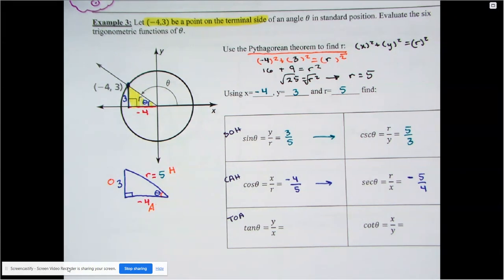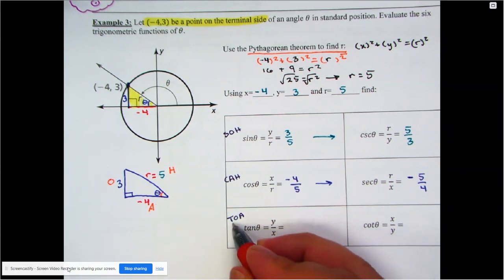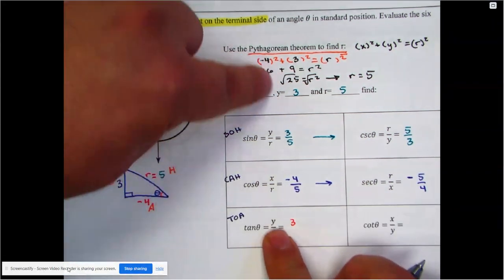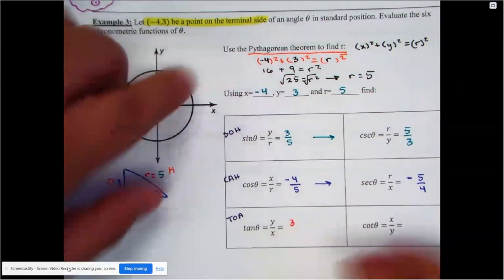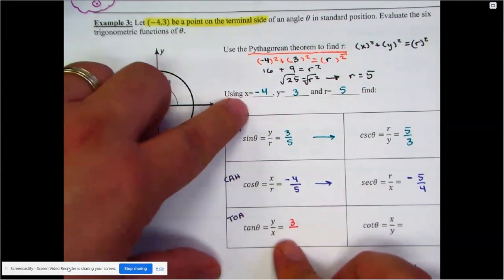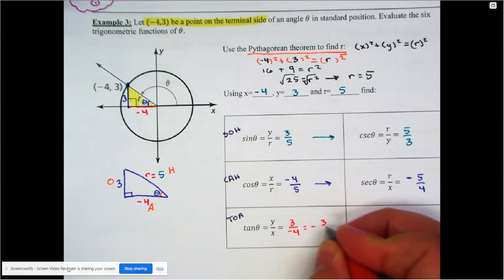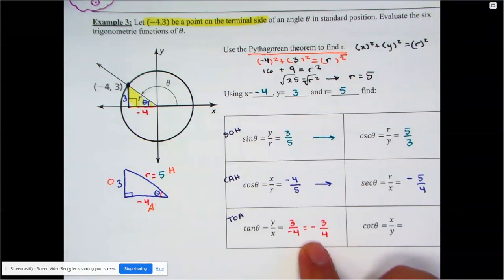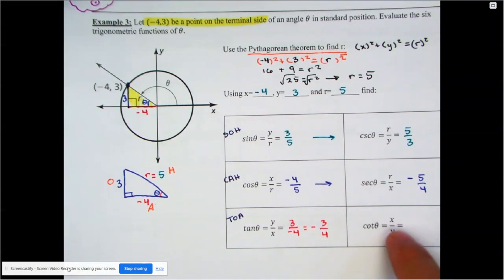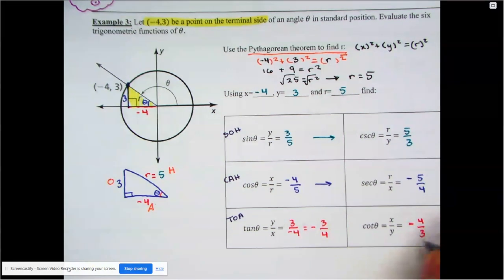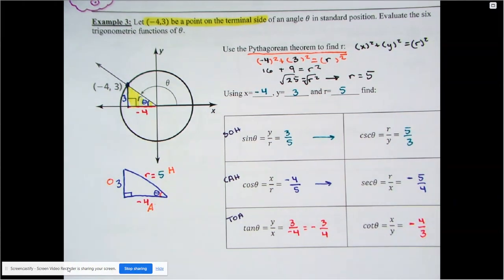And finally, our last one, tangent, TOA, opposite, which is 3. Well, we knew that. Look, my y is 3. I'm just bringing the numbers from up here over the x, which is -4. So yes, we could just write -3 over 4. This is what I mean about putting a negative just in front, so that when I flip it over, that negative is still in front, doesn't go away, but then we put a 4 over 3. So again, this is how we fill out those 6 trig functions just using this concept.